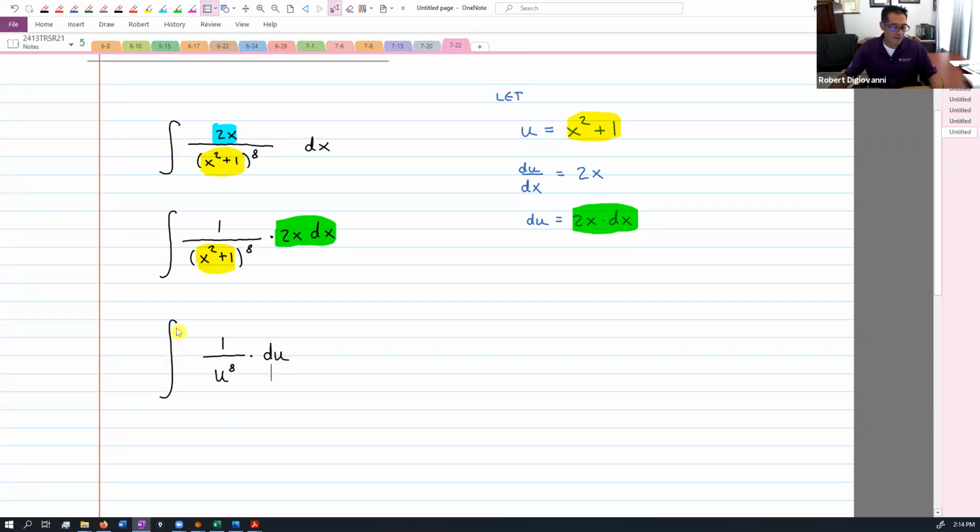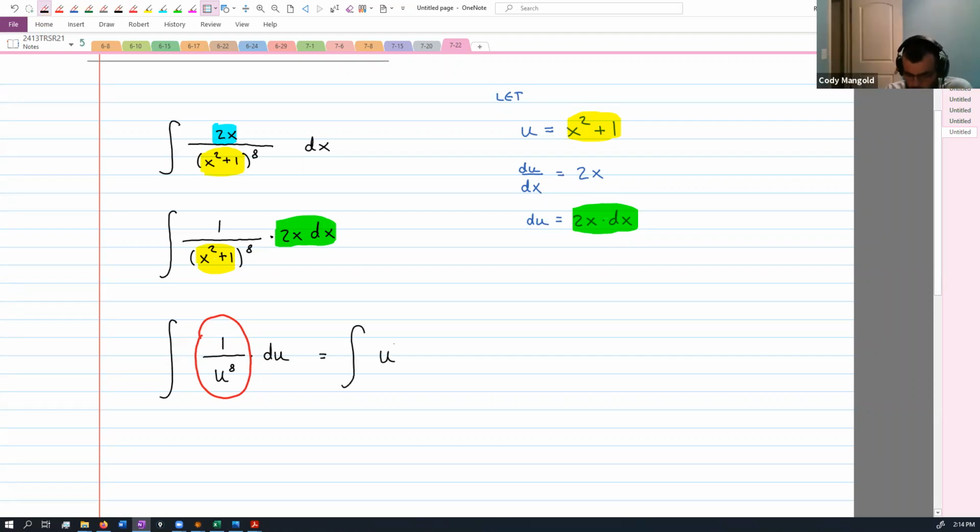So now what we have is, hey, find the antiderivative of 1 over u to the 8th, where you're treating u like the variable. Again, we're just going to now determine if we can find the antiderivative of that. Can you? Isn't that u to the -8? Yep. And can't you just use the power rule on that? Right, you can use the power rule on that.